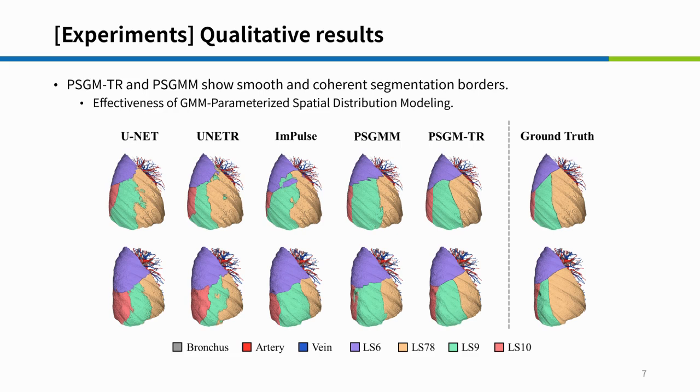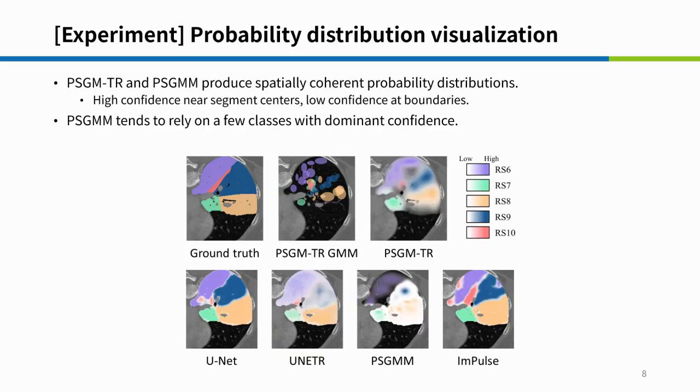Also, both models produce spatially coherent distributions with high confidence near centers and lower at boundaries. PSGMTR shows balanced confidence across classes, while PSGMM over-relies on a few classes.